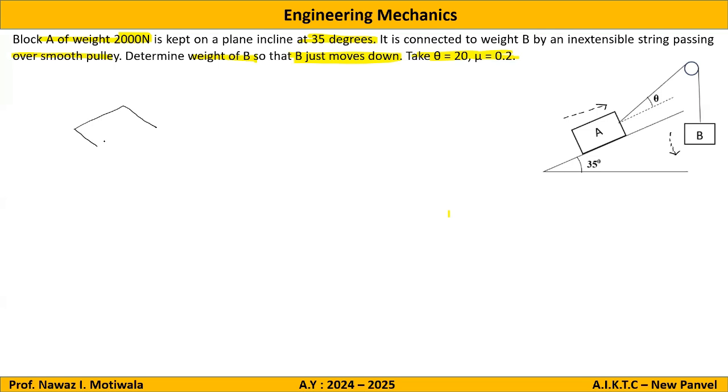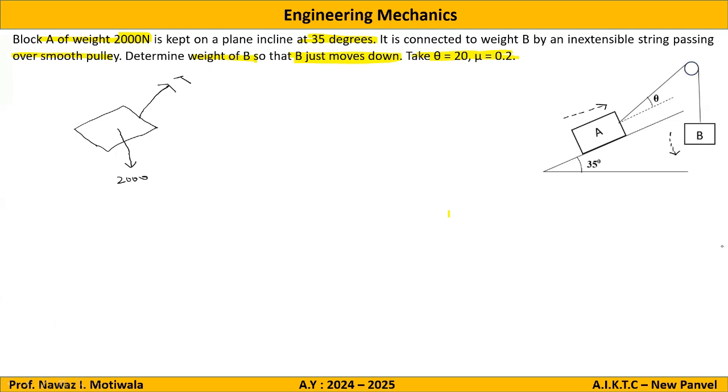So first of all, I will isolate the body from all the contact surfaces. Then applied force. We are given that block A is connected by a rope or a cable, so that will be considered as the tension in the rope. I will make it as T. Then self weight will be acting vertically downwards. Then reaction from contact surface.